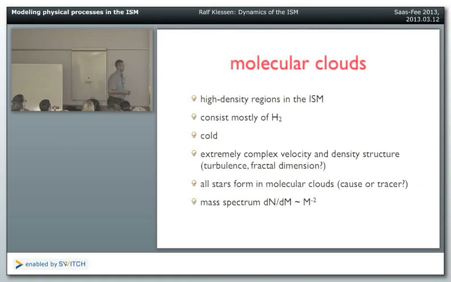We've seen they have very complex velocity and density structure, and we see that at present days at least all stars form within the molecular clouds. And whether this is a causal connection or just happens that molecular clouds form along with star formation is a different issue.